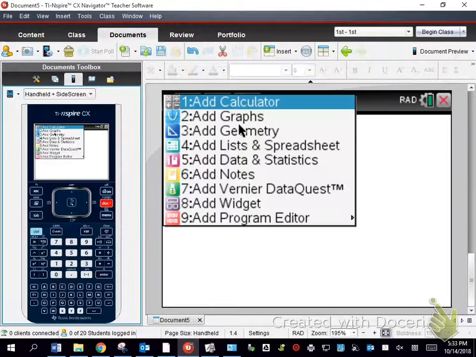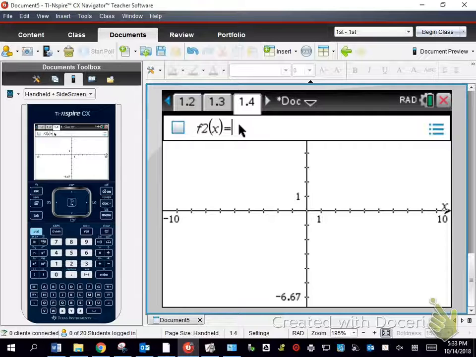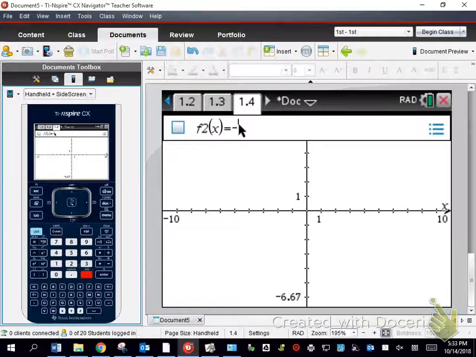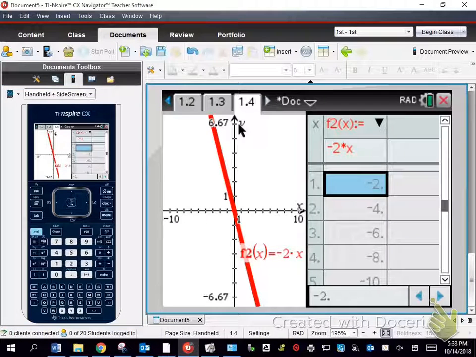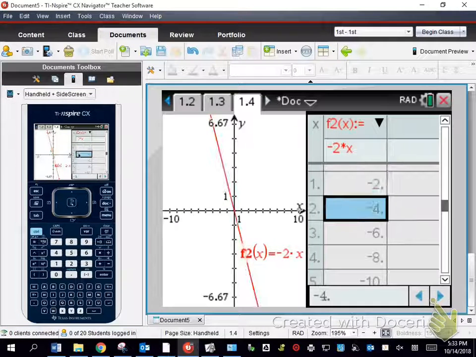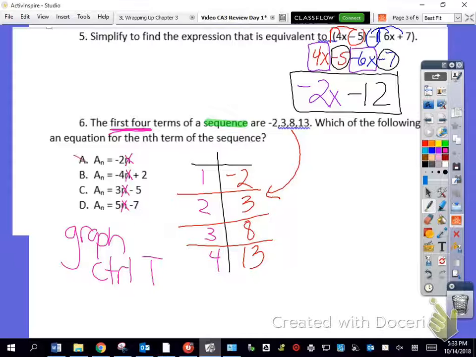So Control Doc, go to Graphs. The first equation is negative 2x. Hit Enter, hit Control T, and notice it's negative 2, negative 4. That does not match, so that's gone.